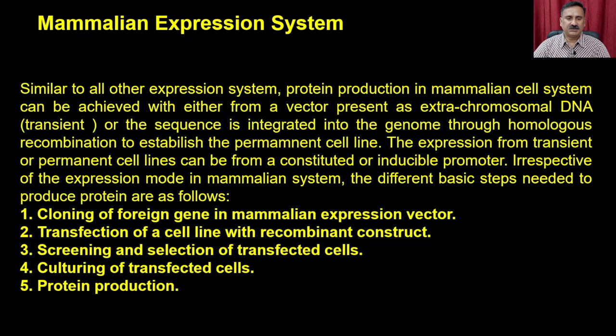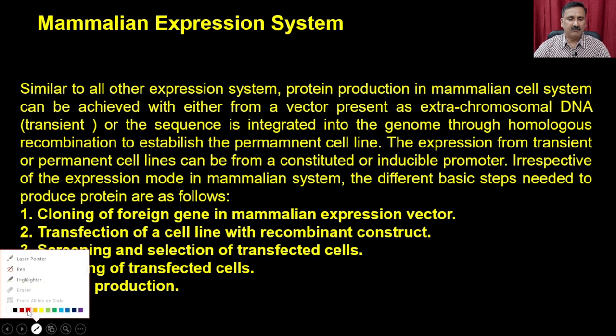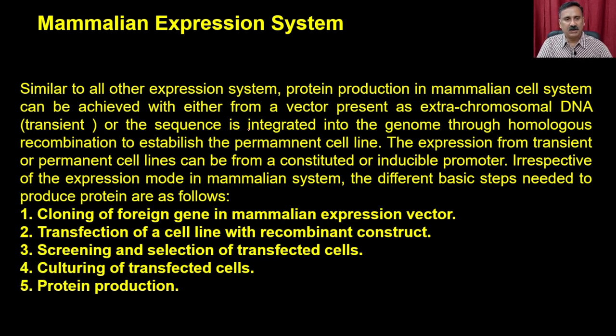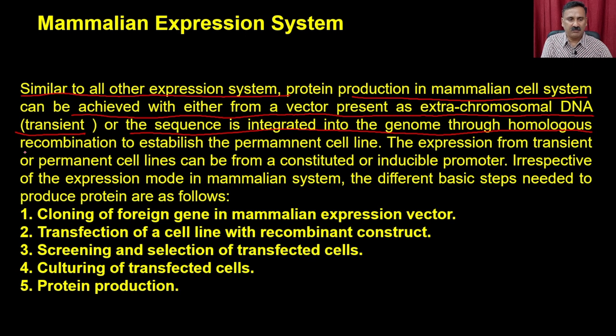So the mammalian expression system, as the name suggests, is going to utilize different types of mammalian cells for the protein production. Similar to the other expression systems, the protein production in the mammalian expression system can be achieved either from a vector present in extrachromosomal DNA, which is going to be a transient expression, or the sequence is integrated into the genome through homologous recombination to establish permanent cell lines. The expression from the transient or the permanent cell line can be from a constitutive or an inducible promoter.